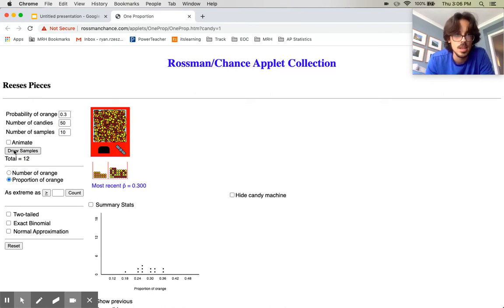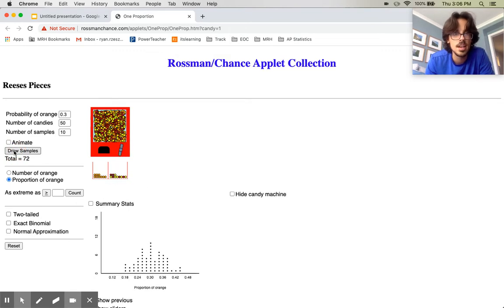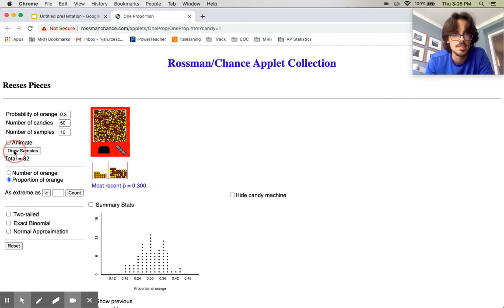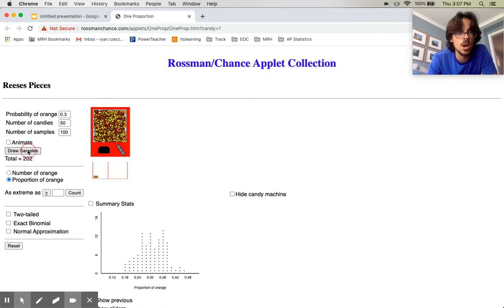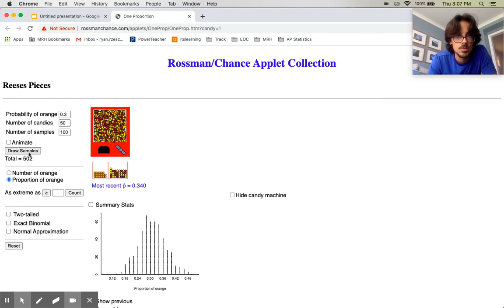And now you can see that my picture is getting populated right there. I'm doing 10 at a time, and I'm getting lots and lots of good samples here. So here I'm already up to 102 different samples. So I have 102 people who scooped out 50 candies and found their percent of candies that were actually orange. I'm going to jump this up even further and do 100 at a time here. So there's 202, 402, 502, 602, etc.